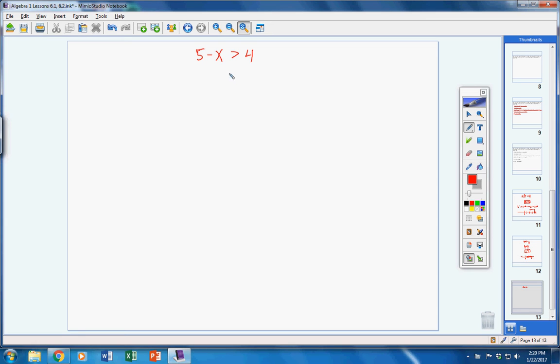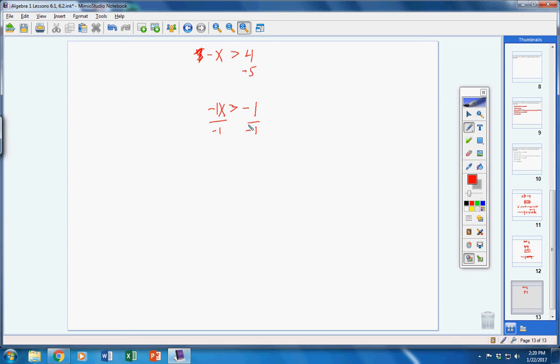Okay, step 1, simplify both sides. It's already done. Step 2, eliminate fractions. Already done. Step 3, constant terms on one side, variable terms on the other side. Bring your 5 over, make it a negative 5. And you're left with negative x is greater than negative 1. Step 4, simplify both sides. Already done. Step 5, isolate the variable. Now remember there's a negative 1 here, so we're going to divide both sides by a negative 1.